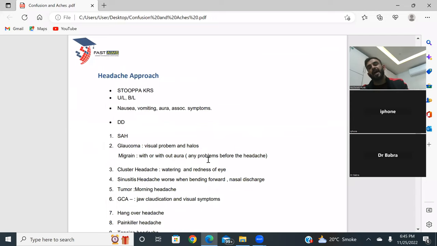Okay. We are done with the backache approach. Now it is the headache approach. We are going to discuss the headache approach, and let me tell you that it is very much important. This is occurring very commonly. This comes in the real exam very often, and most of the time, people find it difficult to do headaches.